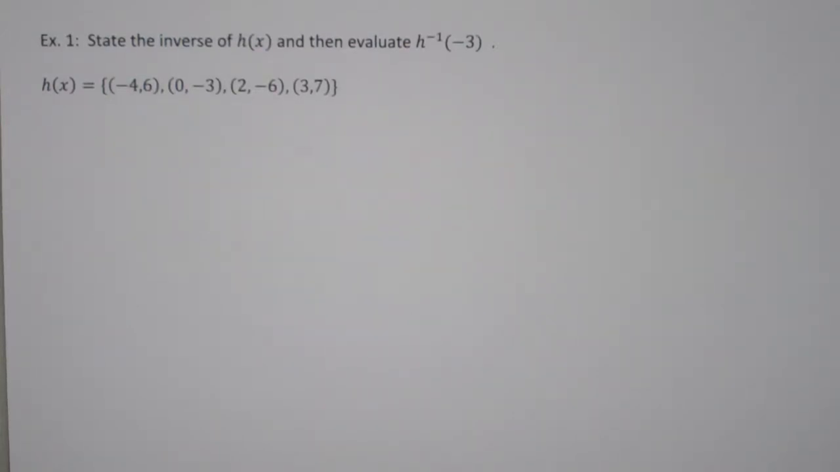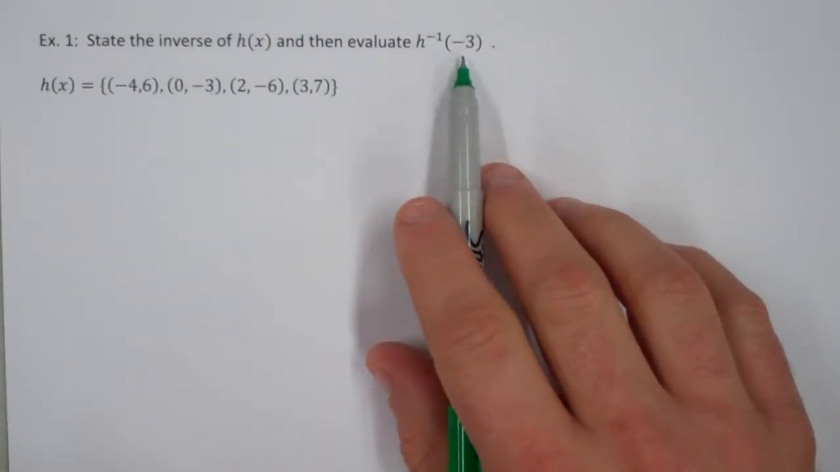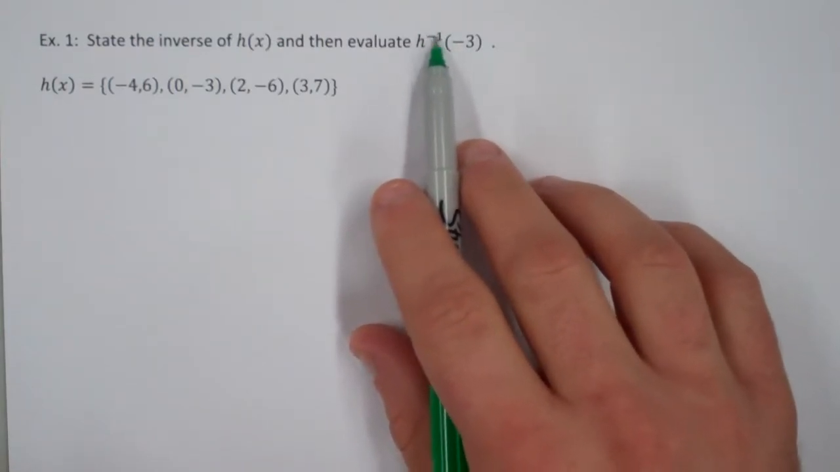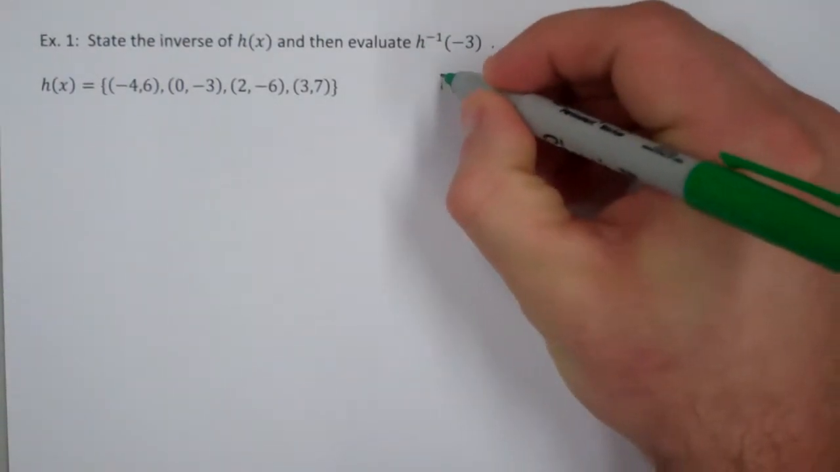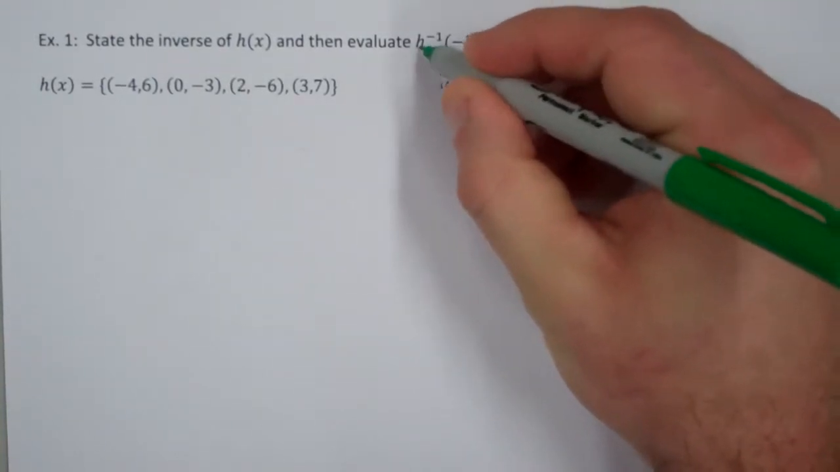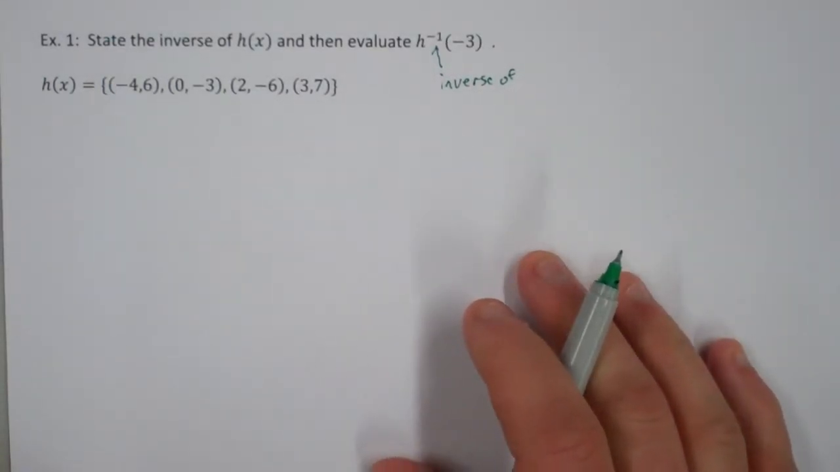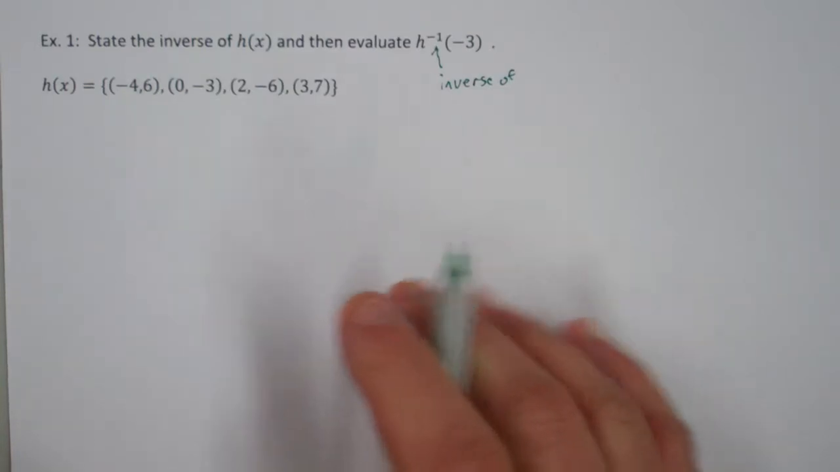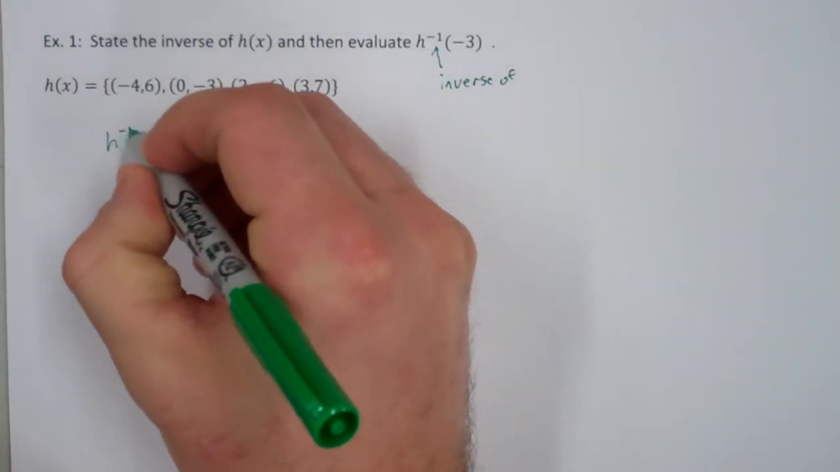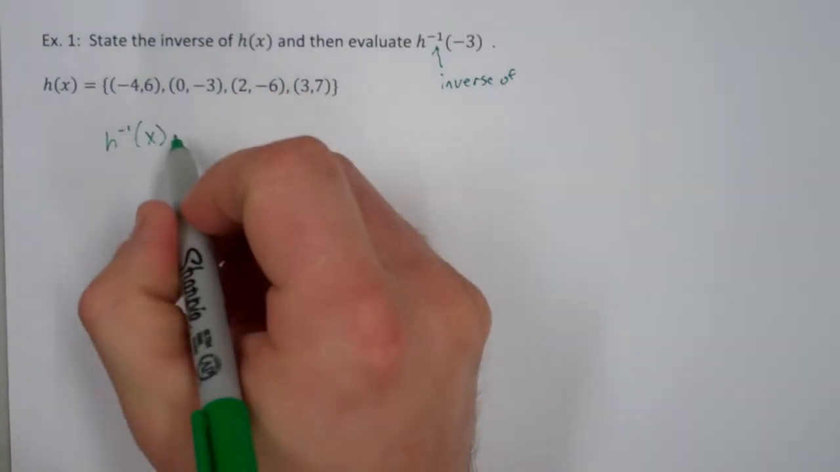Example 1, we need to state the inverse of h of x, and then evaluate the inverse of h of x at -3. This little -1 here just means the inverse of whatever function is stated to the left. So the thing with inverses is that the x's and the y's are just switched. So if we want to write the inverse of h of x, and that's exactly how you would say this.